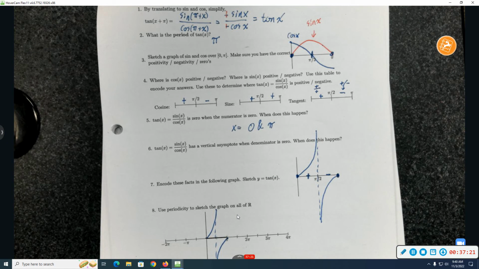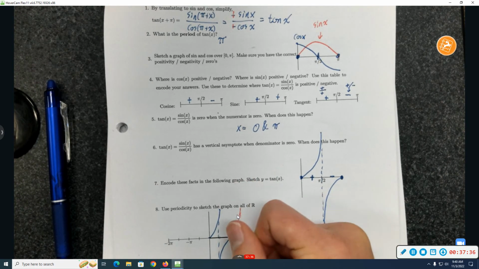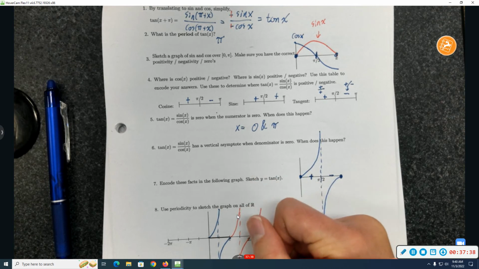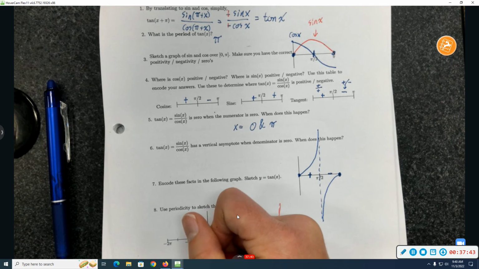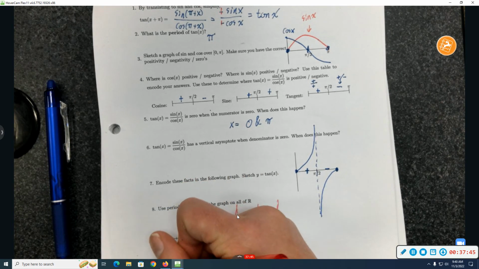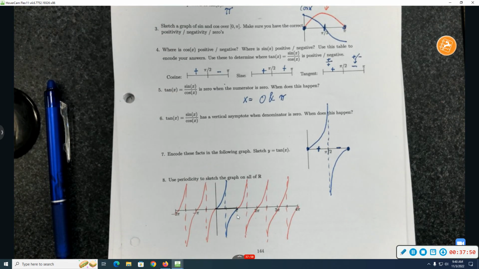And how can you get all of the graph now? Just to repeat, this thing is pi periodic for the top of the page. So if we graph it from 0 to pi, we can now graph it everywhere by doing the exact same thing again. Cool. That seemed pretty all right. All right, so there's the graph of tangent.